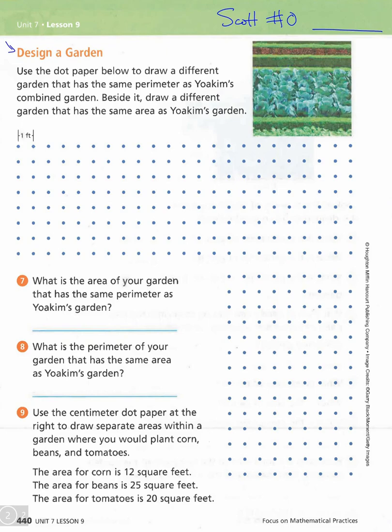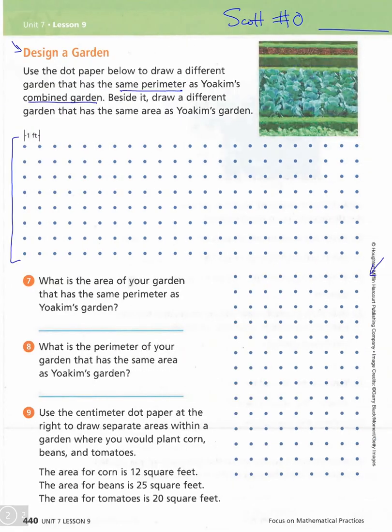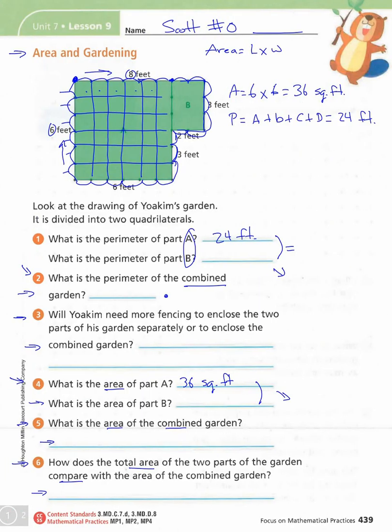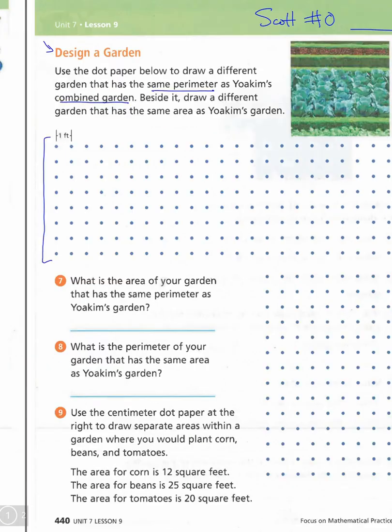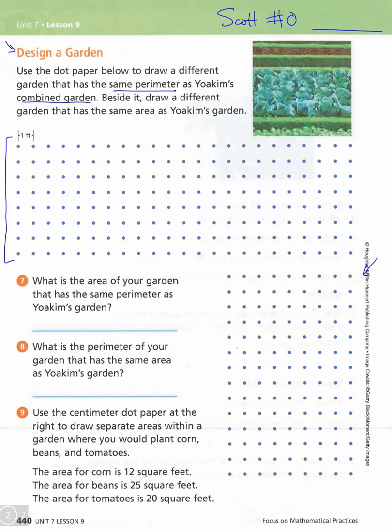All right, so we're going to design a garden, and we're going to use this dot paper below. So we're going to use this one right here. We're going to use this one over here later on, but so that one right there. So we're going to use the dot paper below to draw a different garden that has the same perimeter as Joachim's combined garden. So if you go back, so what is the combined perimeter? So it's number 2 right here. So your answer right here is what we are going to use. So the same perimeter as your answer for number 2.